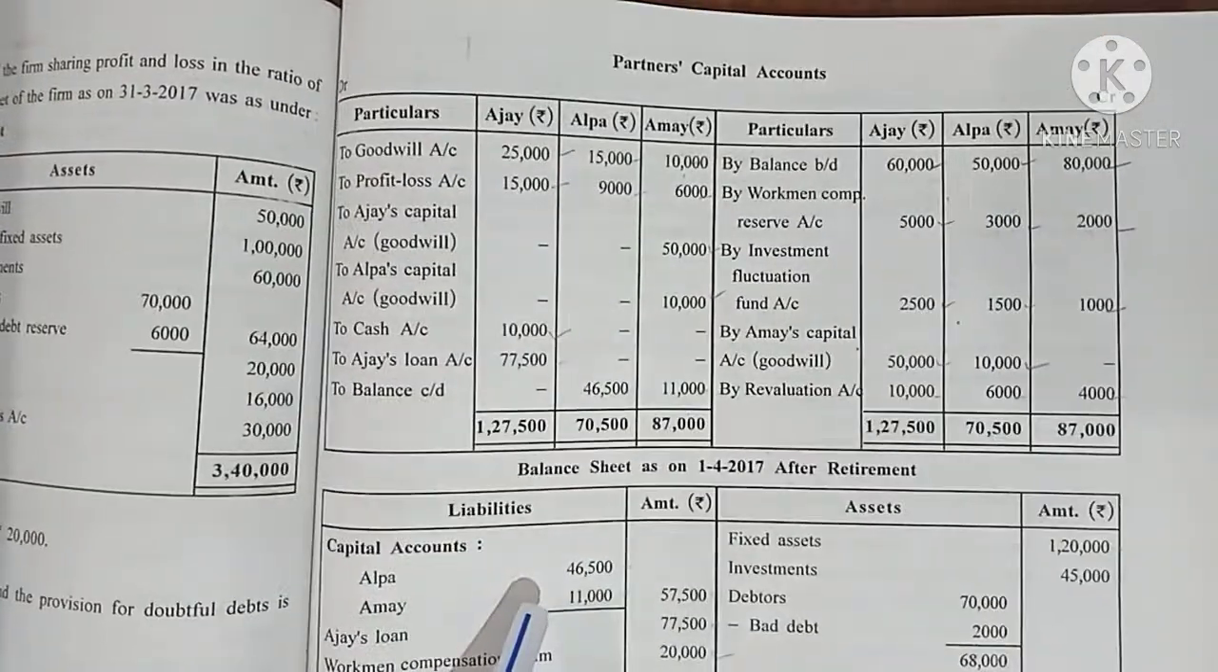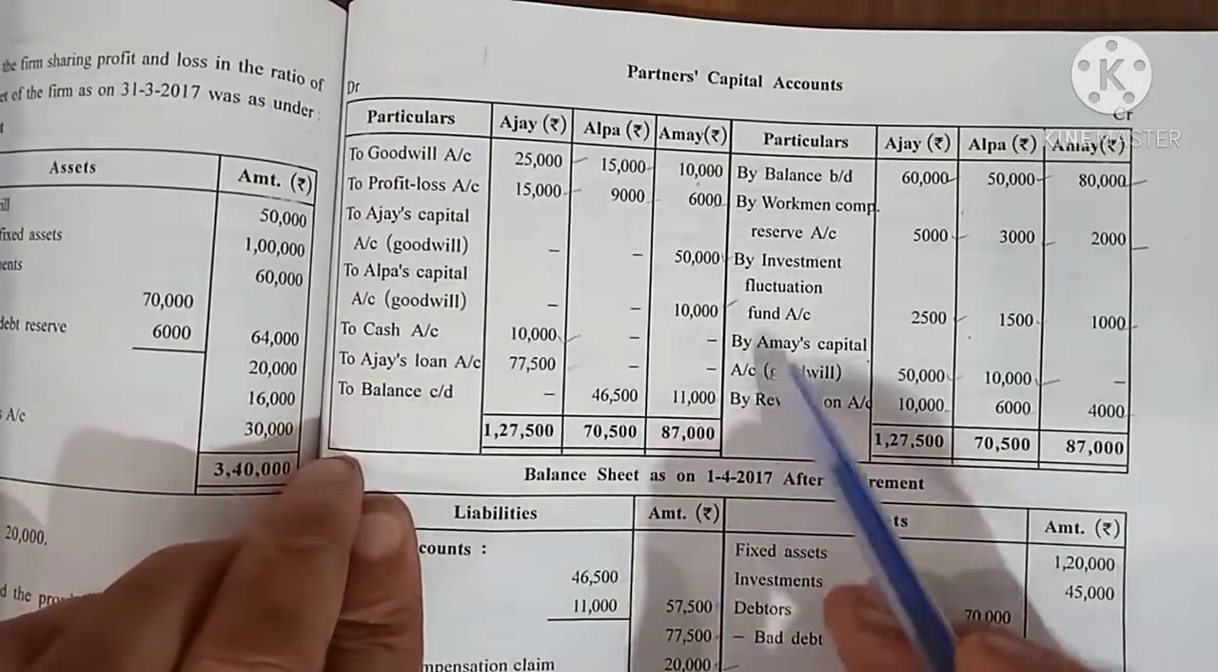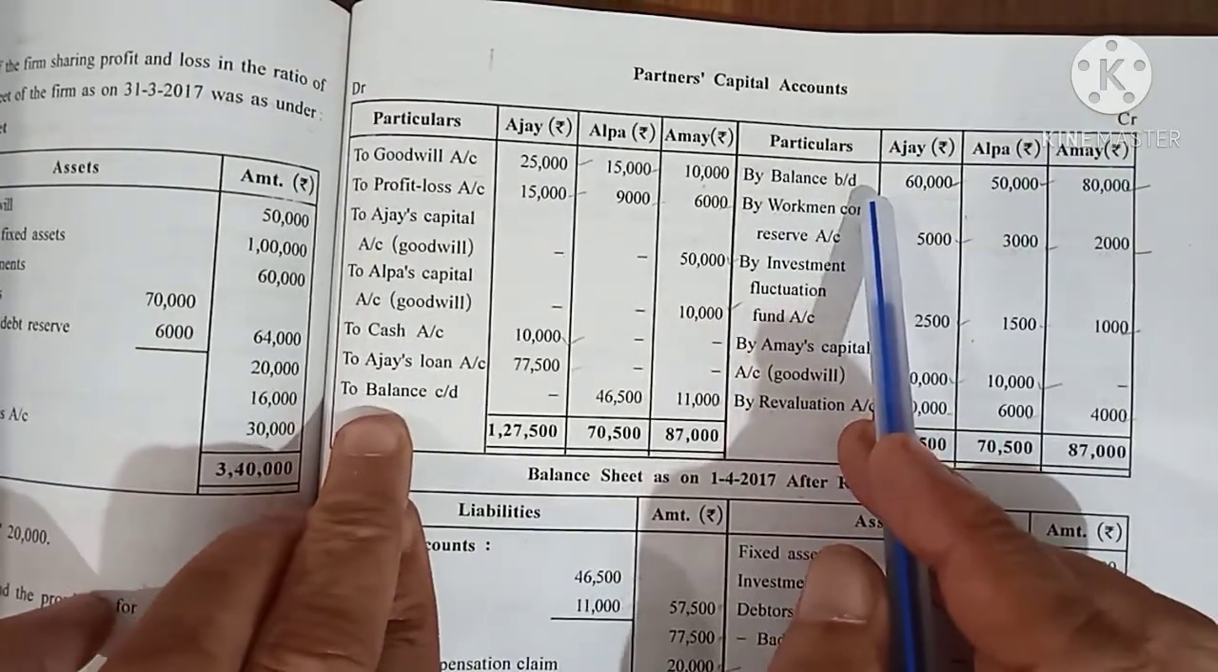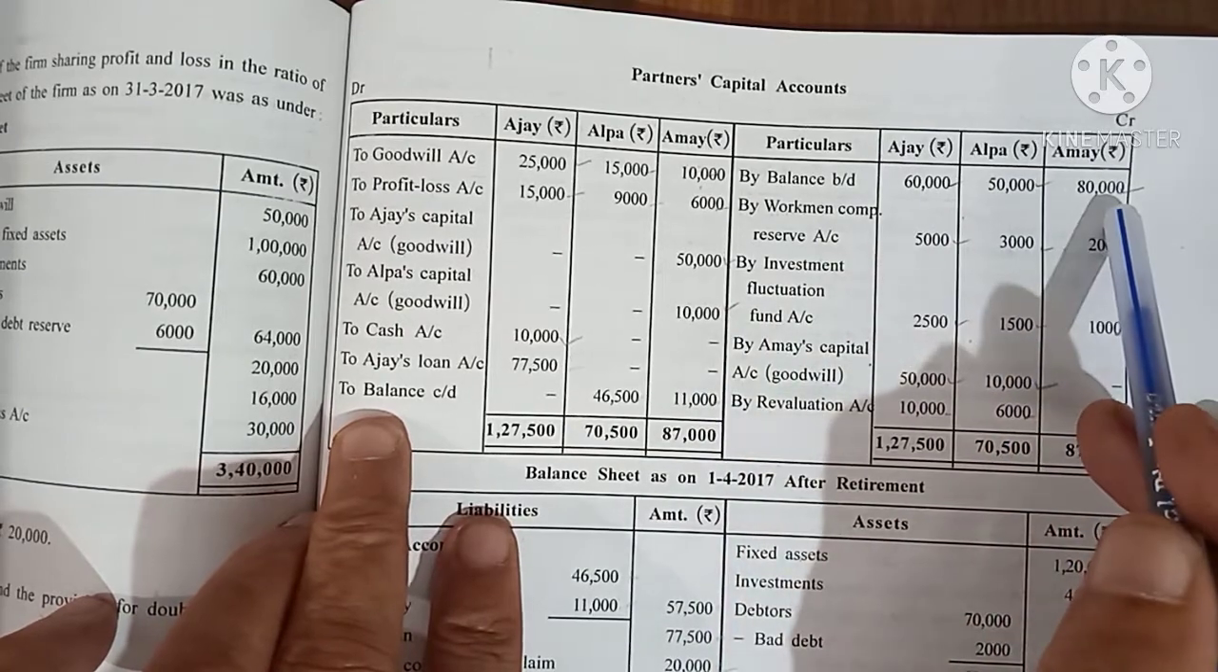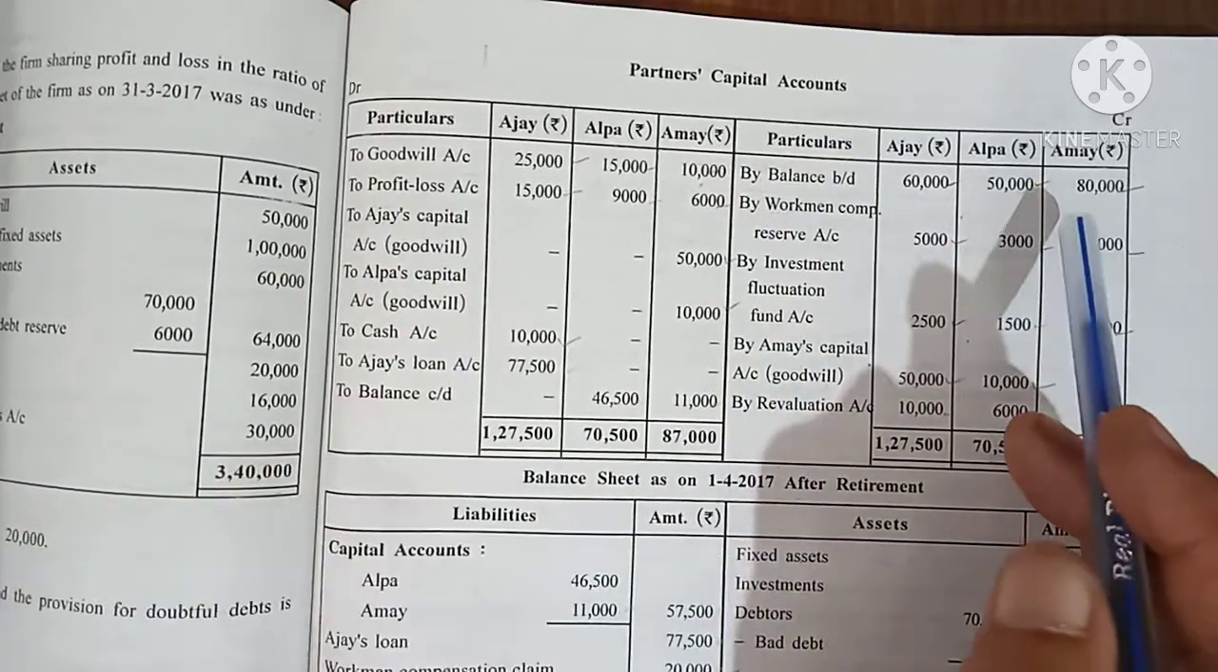Now you come to the capital account. First we will write the opening capital balance, that is 60,000, 50,000, 80,000 by balance b/d. All of you understand that. After that, what will we do?